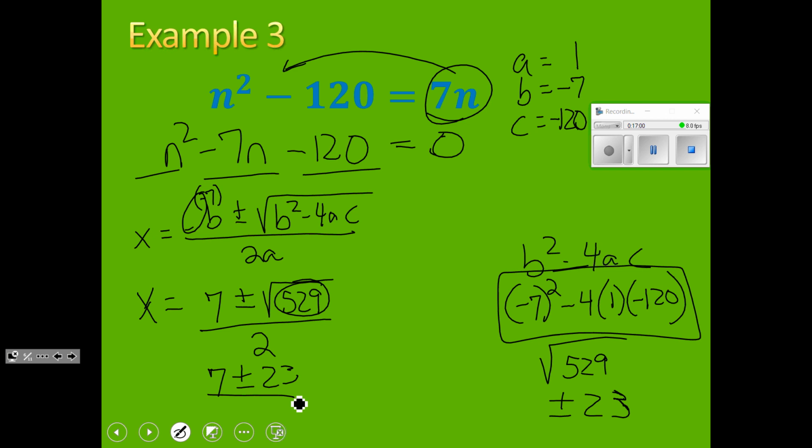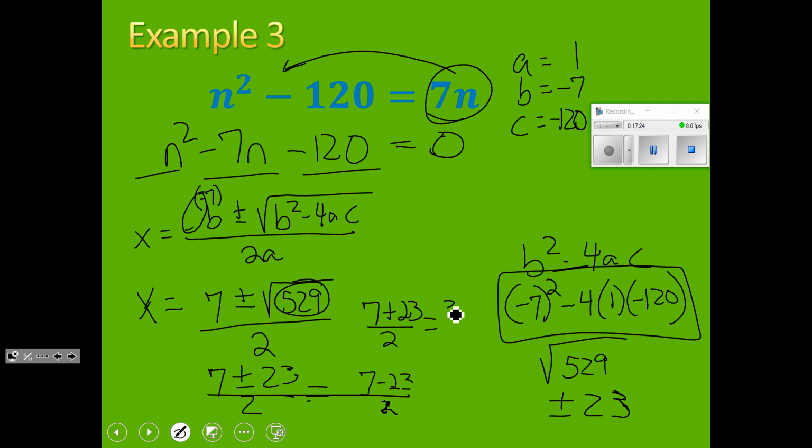So this becomes 7 plus or minus 23 over 2. So then we make two problems, separate it out: 7 plus 23 over 2, and then 7 minus 23 over 2. It's not writing very well. Sorry about that.